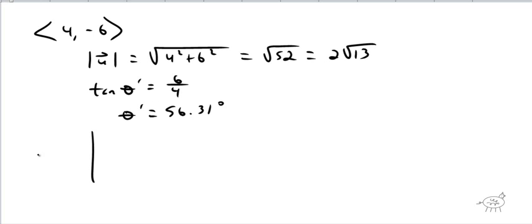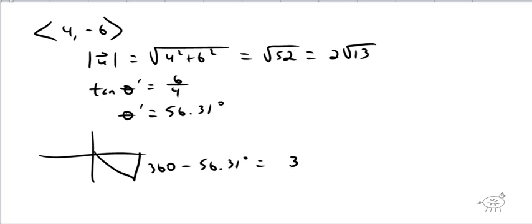Now, where is 4, negative 6 located? Well, it is in the fourth quadrant, right over there. So we're going to do 360 minus 56.31 degrees. That gives us 303.69 degrees, and that is our answer. Okay? Really pretty simple. Not bad at all.